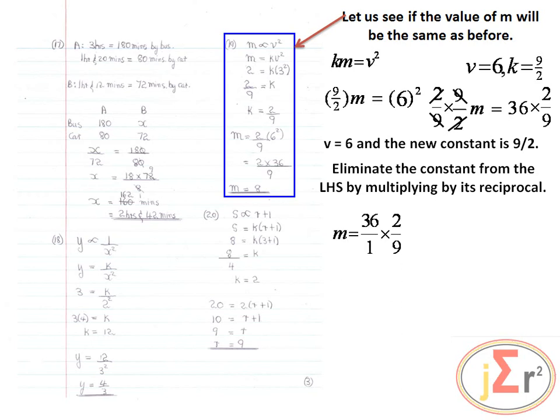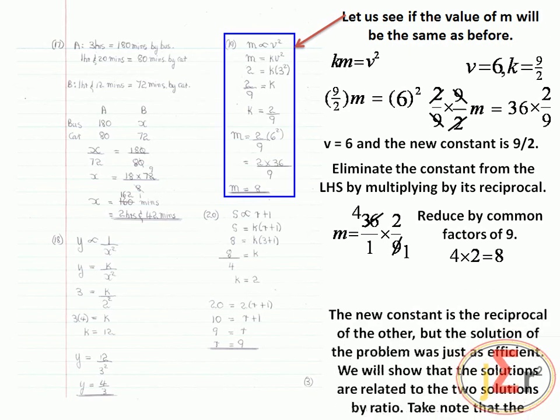And we have 36. And what will we do? Reduce by a common factor of 9. 9 into 9, 1. 9 into 36, 4. 4 times 2 is equal to 8.